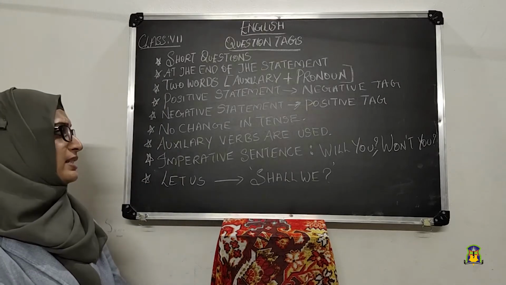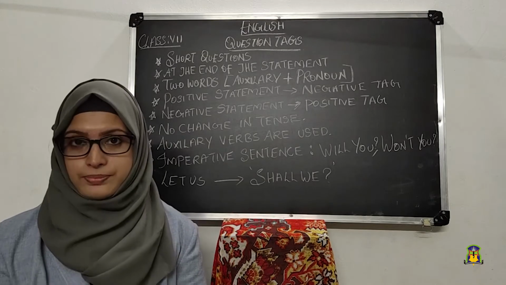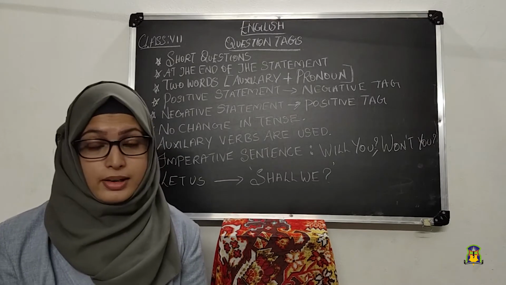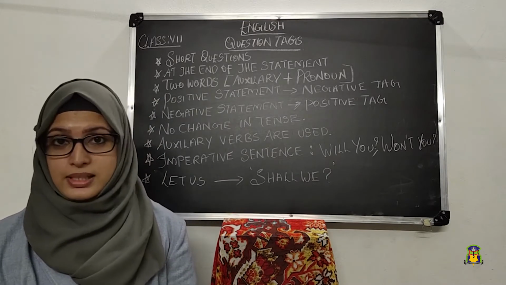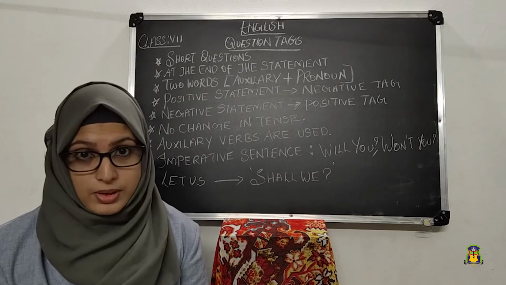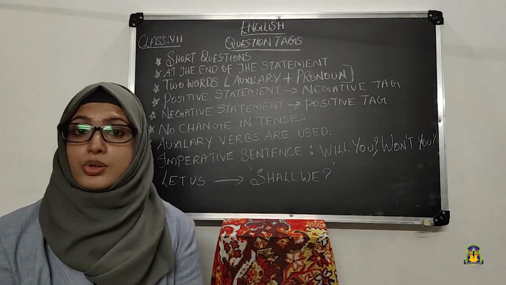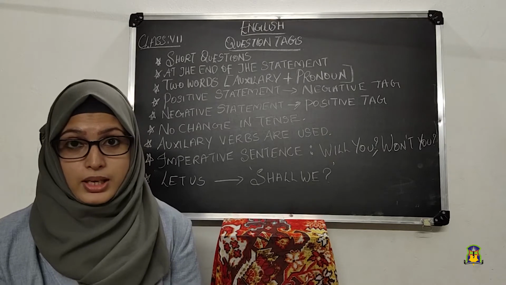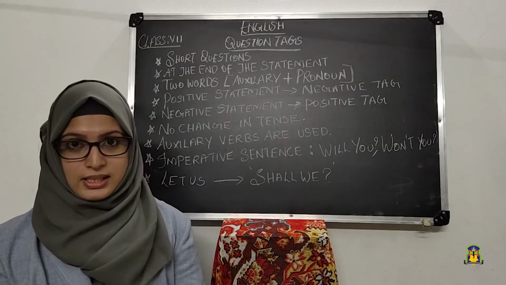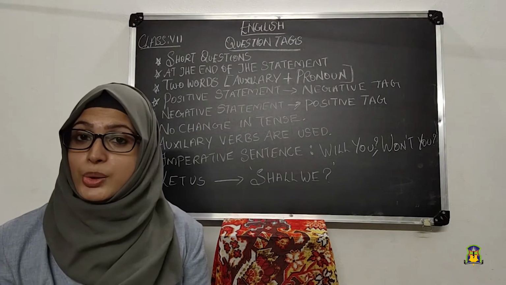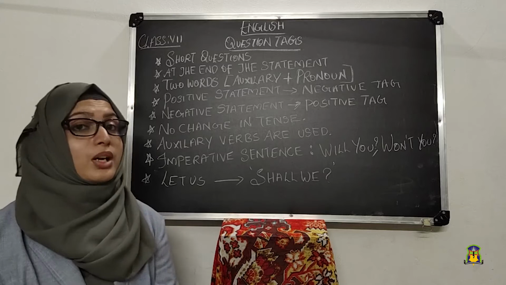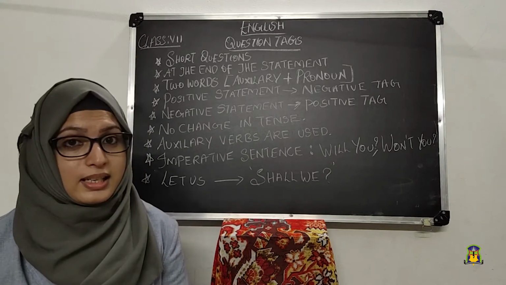Okay. Next, auxiliary verbs are used. Which are the auxiliary verbs? Is, are, am, all these things, isn't it? If there are no auxiliary verbs, what will we do? You should not panic that there is no is or am or are. We have to use do, does and did according to the sentence. So when auxiliary verbs are not used, you have to use do, does and did.